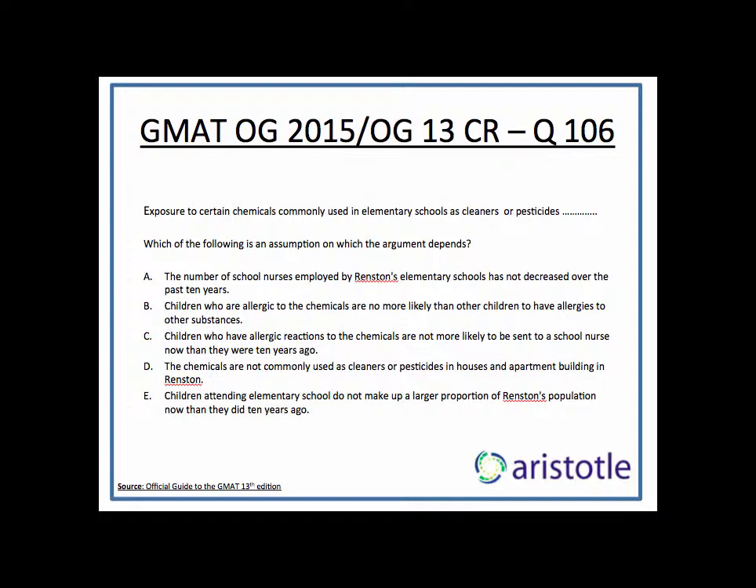E says, children attending elementary school do not make up a larger proportion of Renston's population now than they did 10 years ago. But see, the argument is talking about the proportion. So how many children were there then or are there now doesn't make any difference to that part of the argument, to that fact, the proportion, which is why they mentioned proportion in the argument in the first place. So C definitely is the answer to your question.